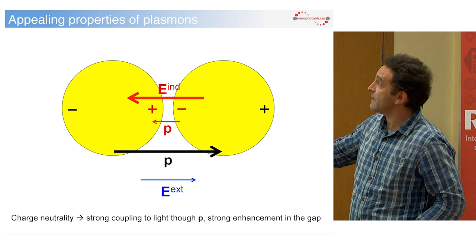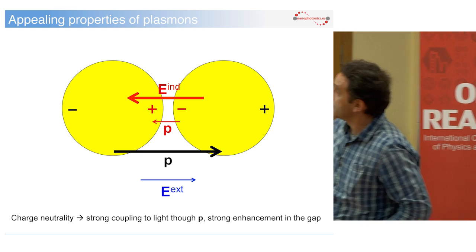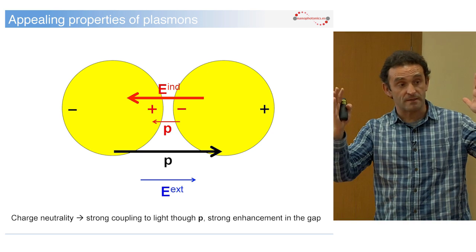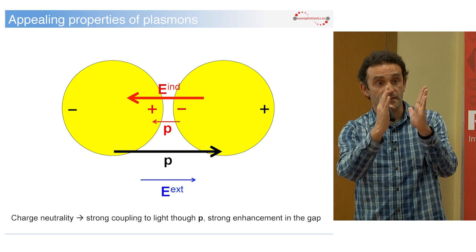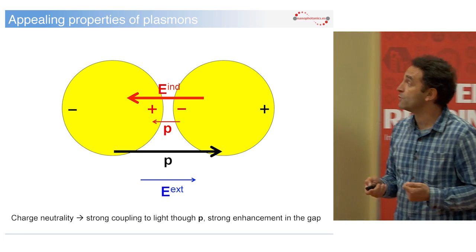The light doesn't couple too much to this component of the polarization charges. But because they are separated by a small distance, it's like in a capacitor: you fix the charge, and then when you decrease the distance, the electric field in between increases, and it can be orders of magnitude higher than the field that you apply.